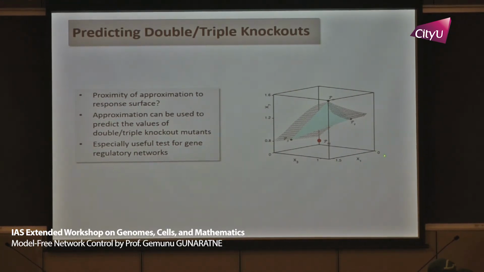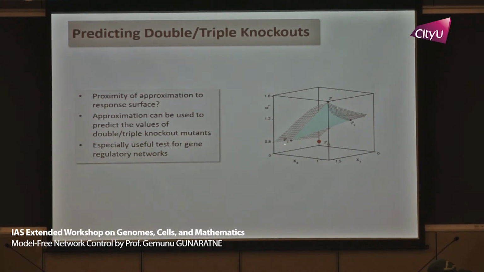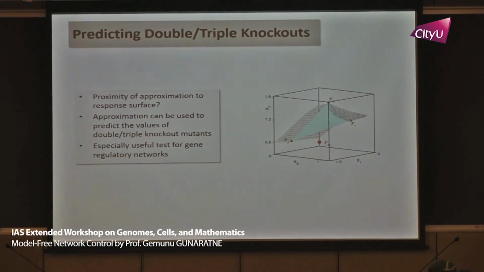If I take two genes like this and construct the approximated surface, and I make a change in both of these simultaneously, I get to another point, and that can be found from the planar approximation. That's an easy experiment to do. You can do single knockouts of animal cells, do two single knockouts and then test the double knockout.